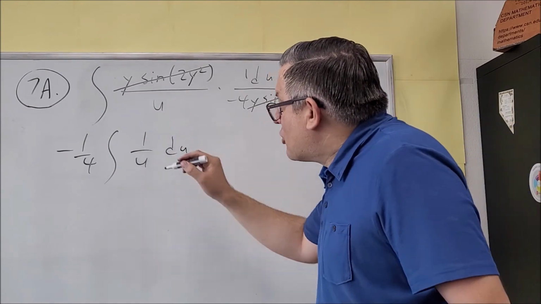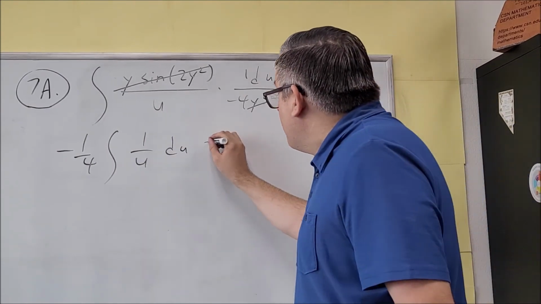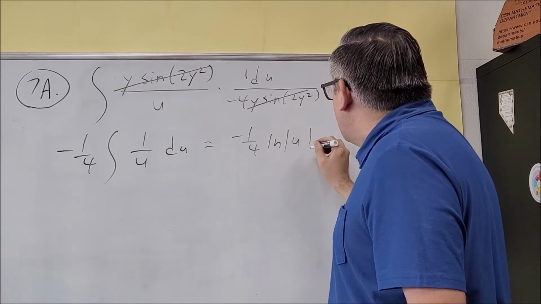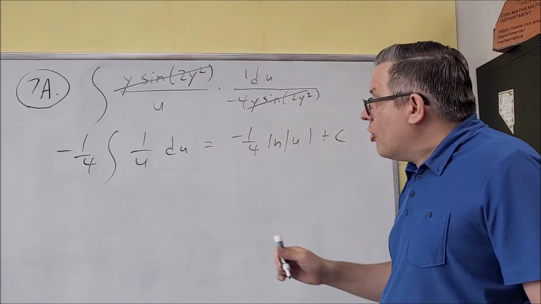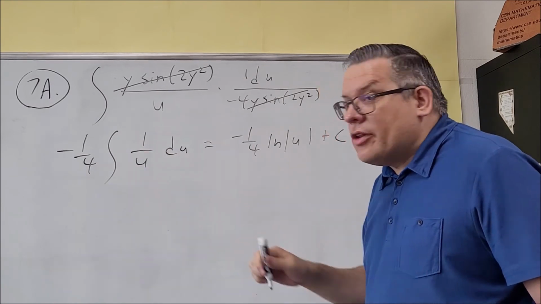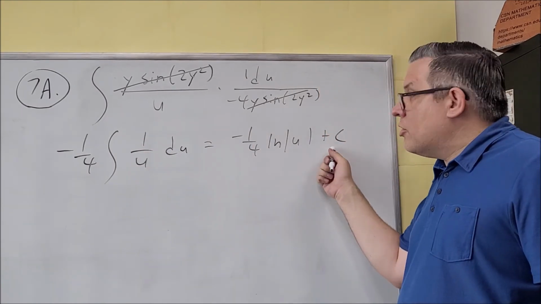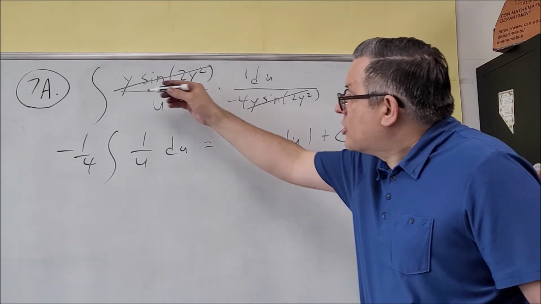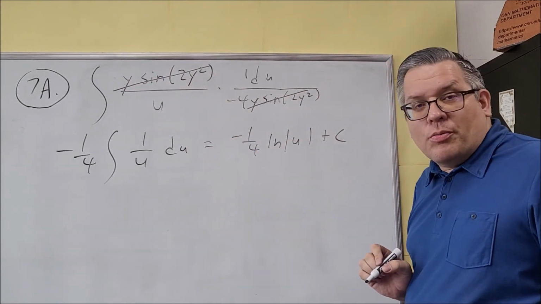Now this part, that's a special integral formula. That's going to turn into natural log. Now once you apply the formula and put that in there, you no longer have to put the du and the integral symbol there. Don't forget you also need to put plus c on this one because it's an indefinite integral. We don't have limits of integration, so therefore you need a plus c.